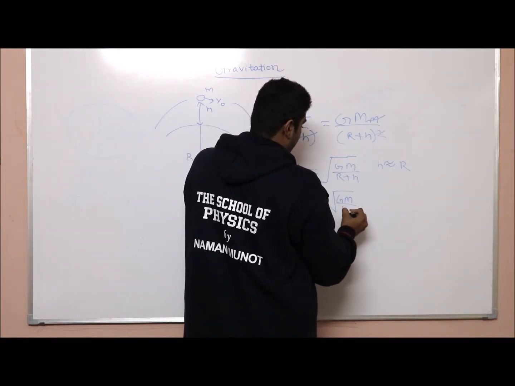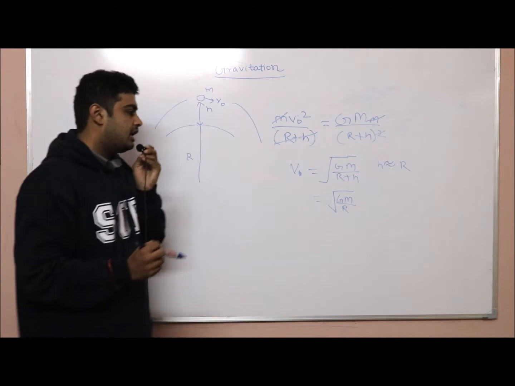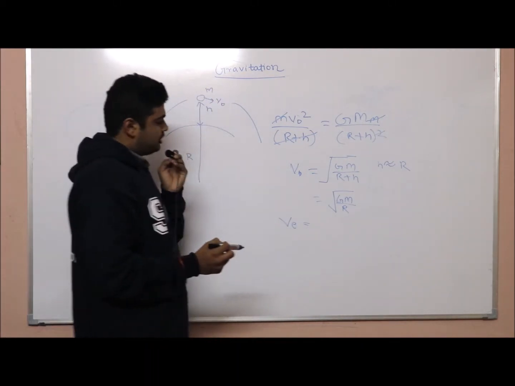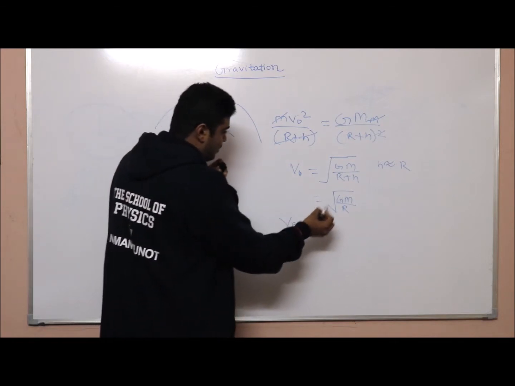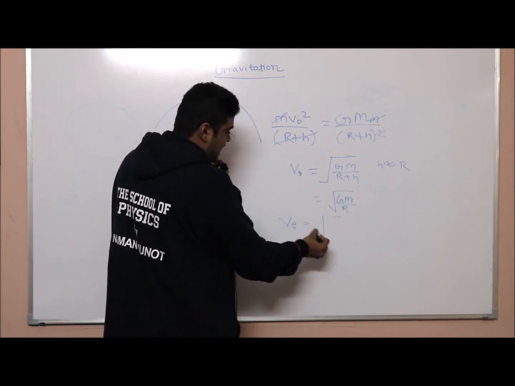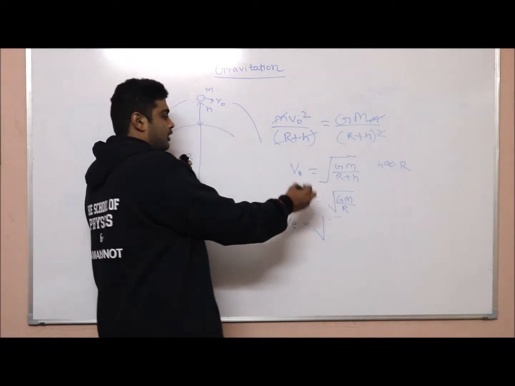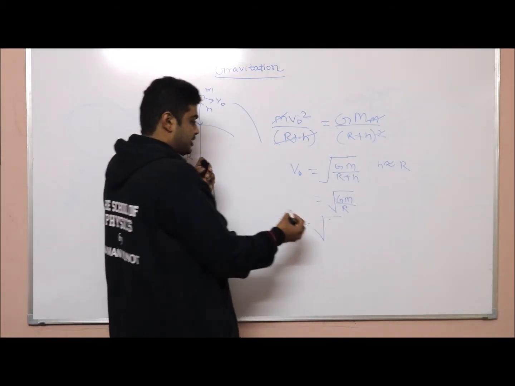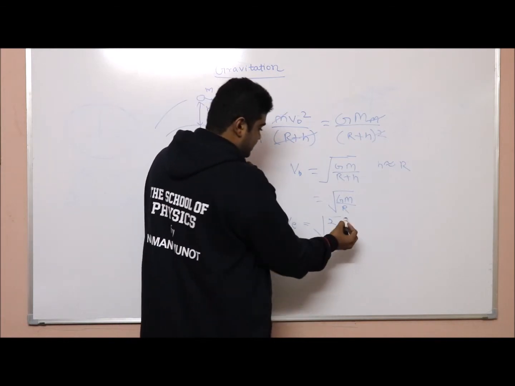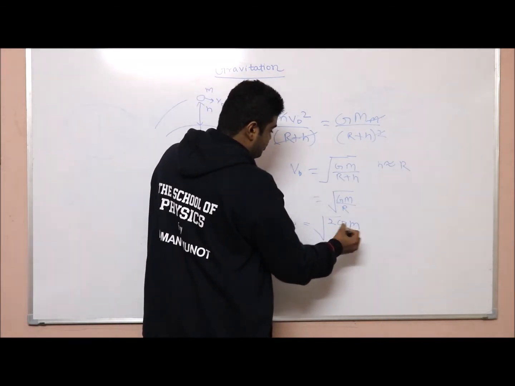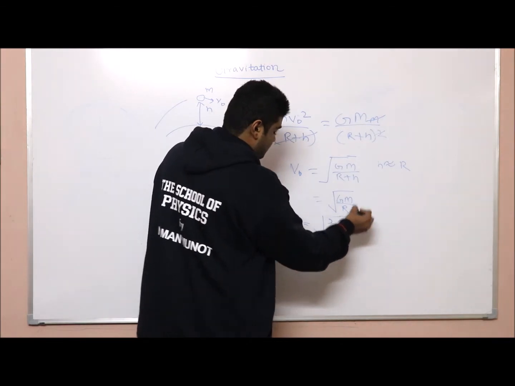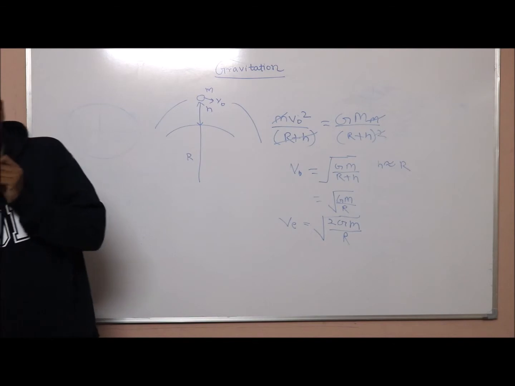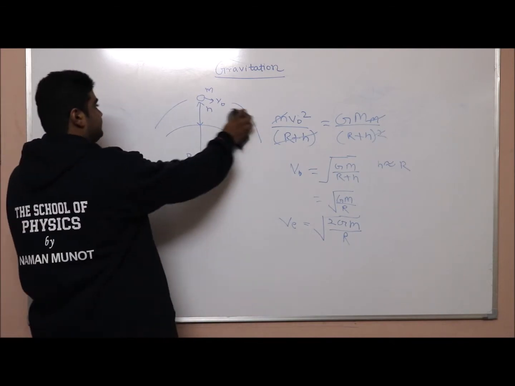The escape velocity formula is under root 2GM by r. You have to remember correlating both the formulas: orbital velocity is under root GM by r, direct questions will come, and escape velocity will be under root 2GM by r. Now what is escape velocity? I'll teach you what escape velocity is.